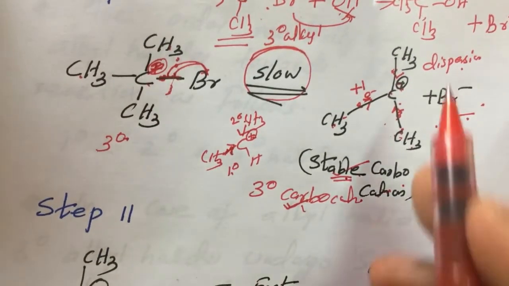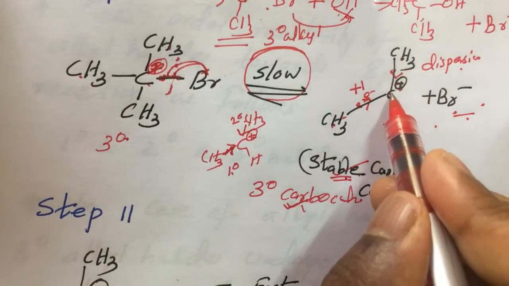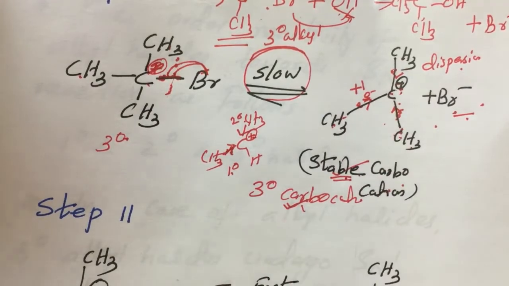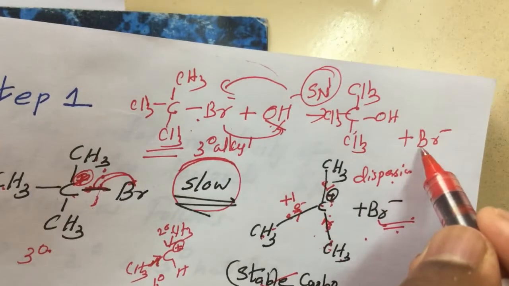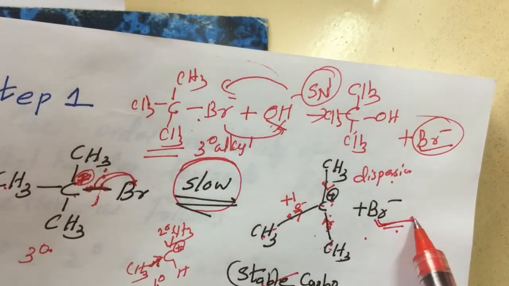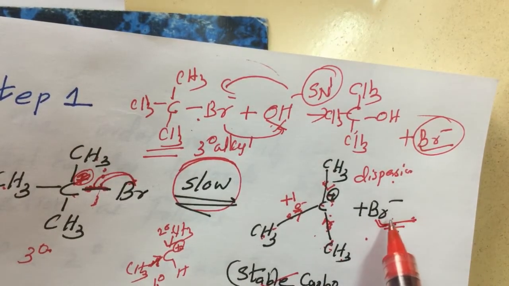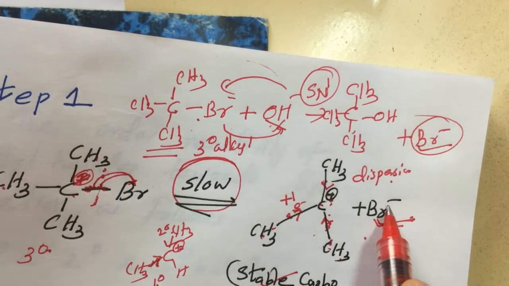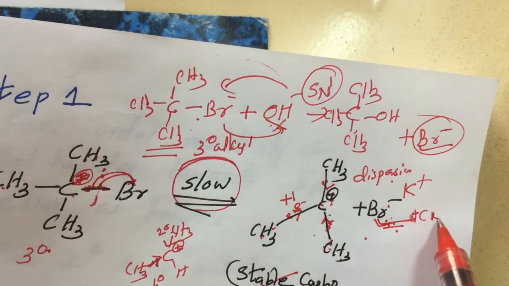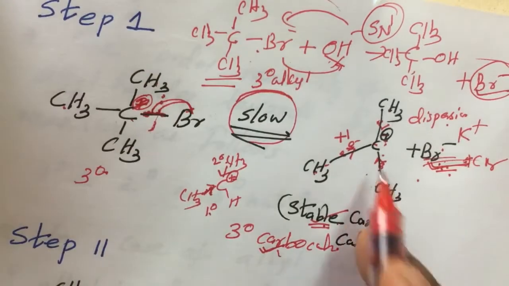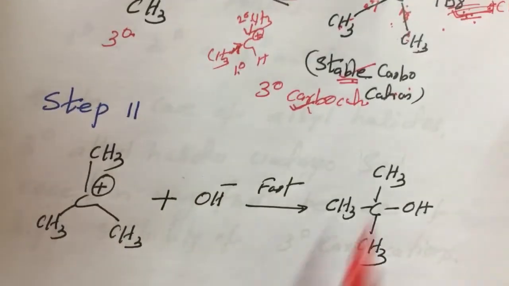Then in step 2, the CH3 plus carbocation, now Br negative is removed. One byproduct is formed here, Br negative, and this Br negative will combine with the K plus of KOH to form KBr. So leave this product, and the main product comes in step 2.